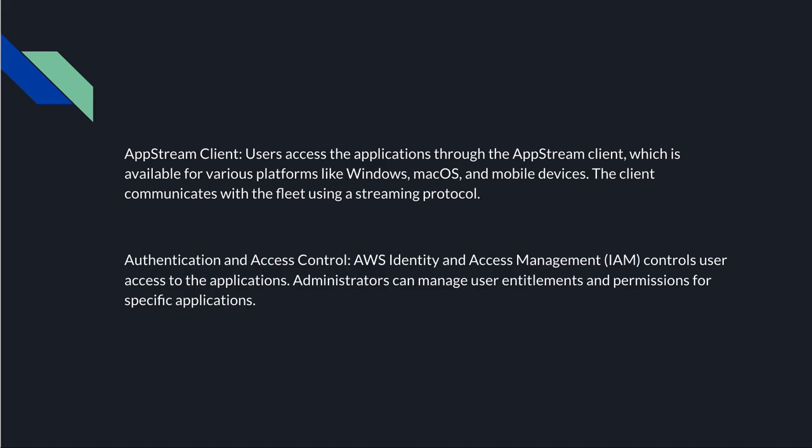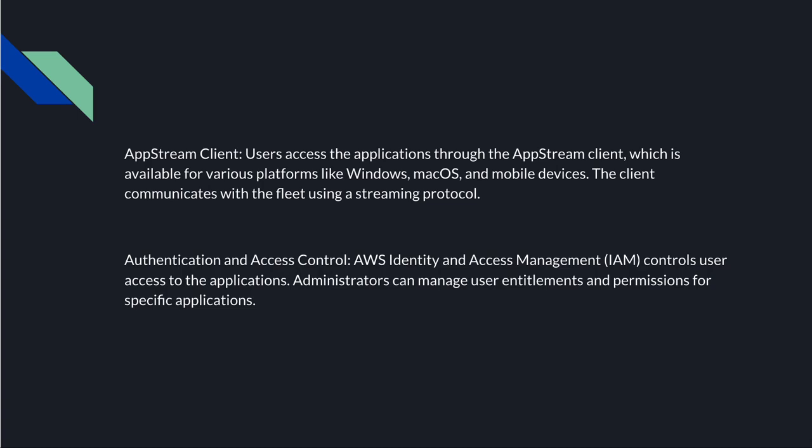Next is the AppStream client. With the AppStream client, users access the application through their AppStream client, which is available for various platforms like Windows, macOS, and mobile devices. The client communicates with the fleet using a streaming protocol. So basically, this client allows the end users to access the application through the different devices which they might be running, like Windows machines, macOS machines, mobile devices, right? So these clients allow connections to be established with the help of a streaming protocol, and this is how they are able to connect to the application, which is their main goal.